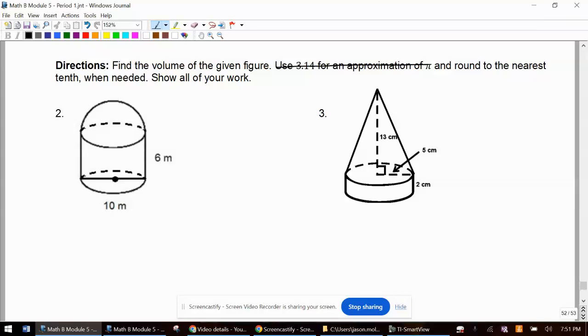And we're going to round to the nearest tenth. So I'm going to go through 2, and then you're going to try number 3. If you feel like you got 2, feel free to just check your answer with mine. All right, so we have a hemisphere.